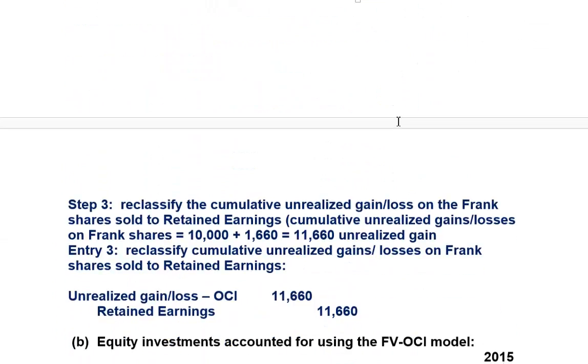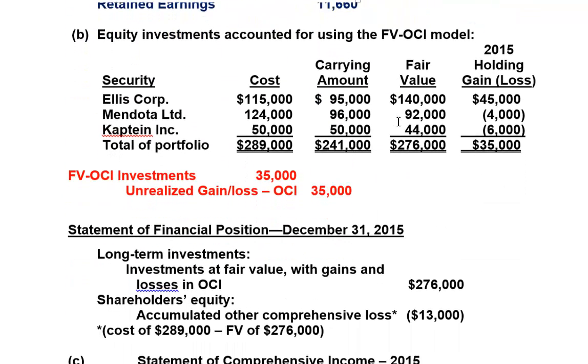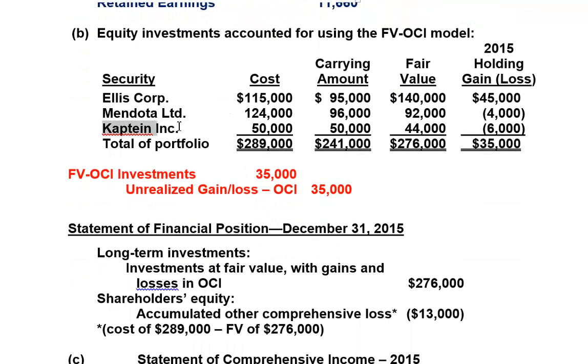But don't forget, during the year, you also bought some new shares, Captain shares, and you paid 50,000 for them, and you didn't revalue them since you bought them, so they're being carried on your books at 50,000, but their fair value now is 44,000. So now we compare the carrying amount on our books. So we're looking at these two columns here.